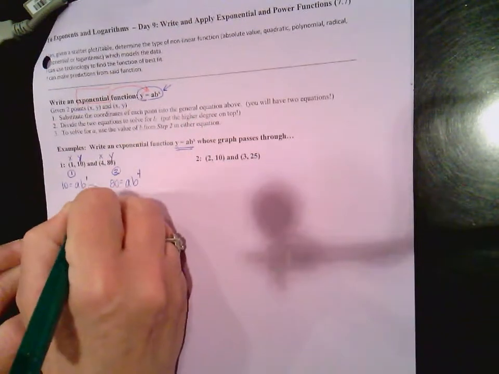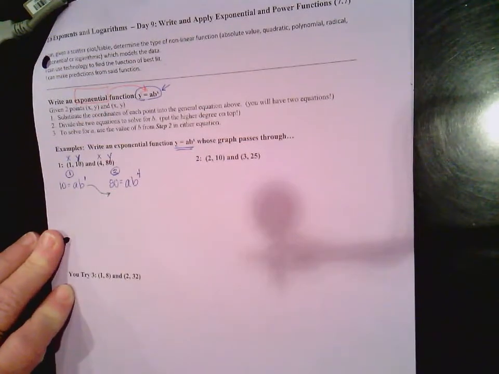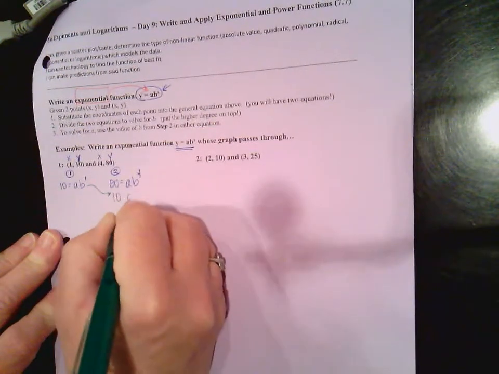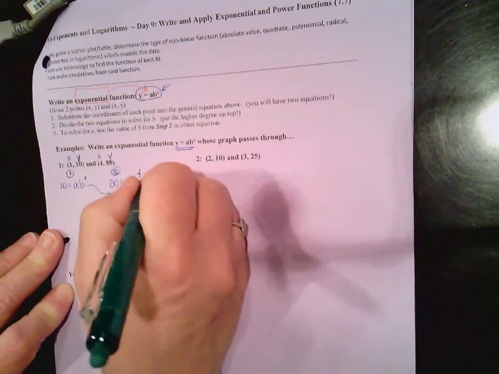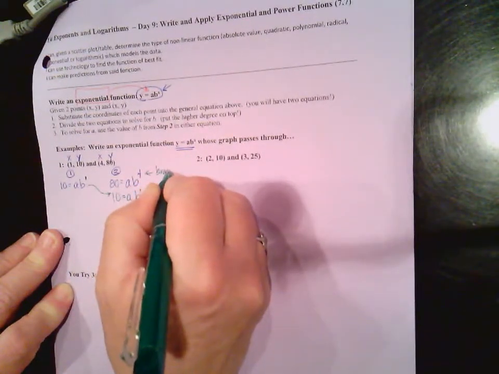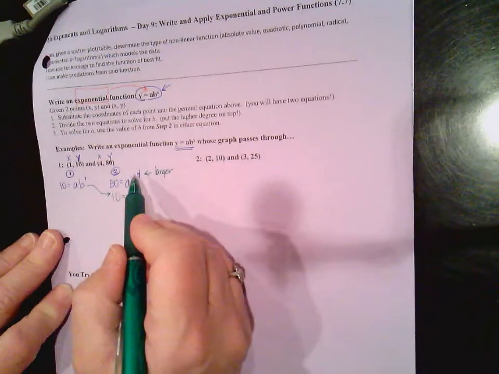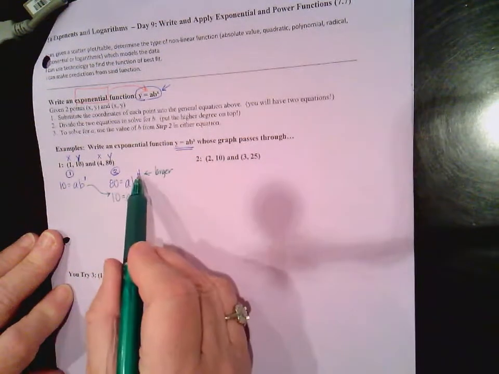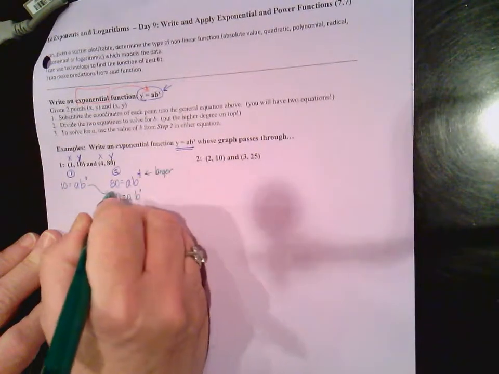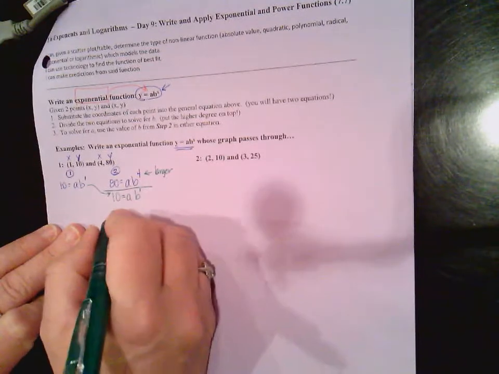Take this equation, the first equation, and put it underneath the second equation. And so I have 10 equals ab to the first. And the way you know which equation goes under which one, the one with the larger exponent. Okay, the 4 is bigger than the 1. Since my exponent is bigger on this one, I want this one on top. And what I'm going to do is divide those two. So when I take 80 divided by 10, that gives me 8.